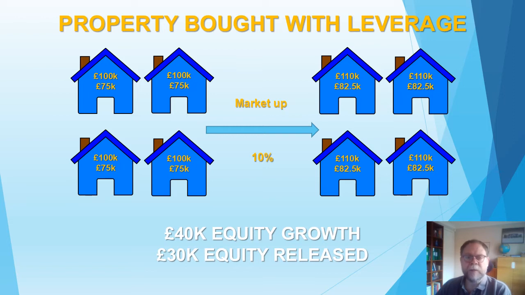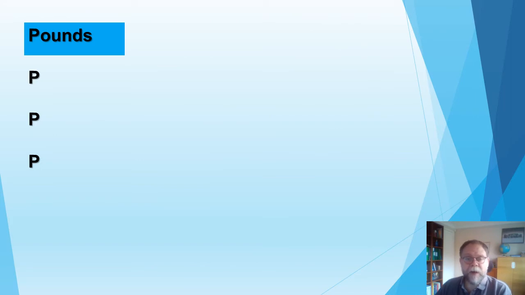The original borrowing, we can use that to reduce the original borrowing, or better, buy a 5th house. So now I've got 5 houses bringing in rent, not just the one like a cash buyer. So by leveraging my pounds, I've moved from 10% market growth, giving me 10% equity growth, to 10% market growth, giving me 40% equity and £30,000 in my pocket.